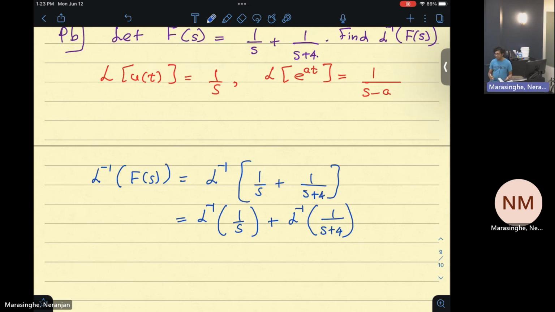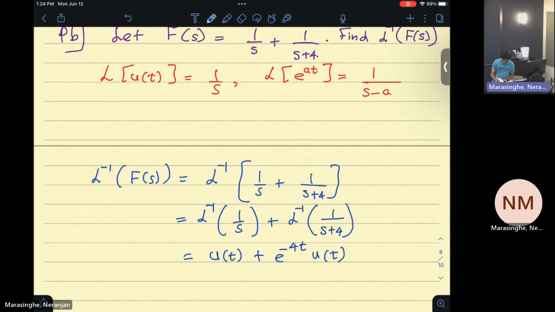So what is the inverse Laplace transform of 1 over s? u(t). Right? And what is the inverse Laplace transform of 1 over s plus 4? E to the minus 4t u(t). Right?